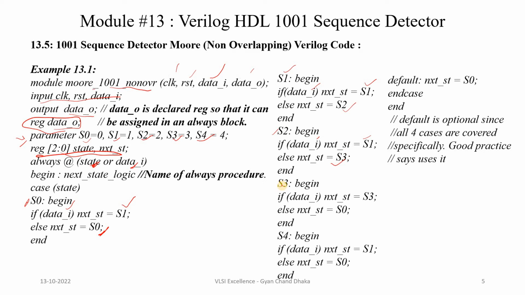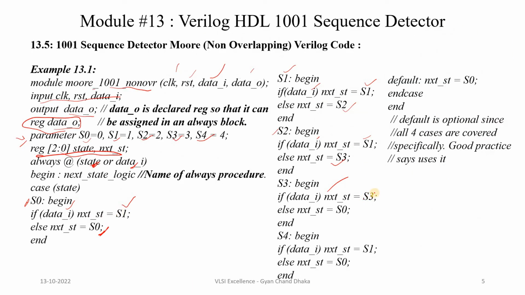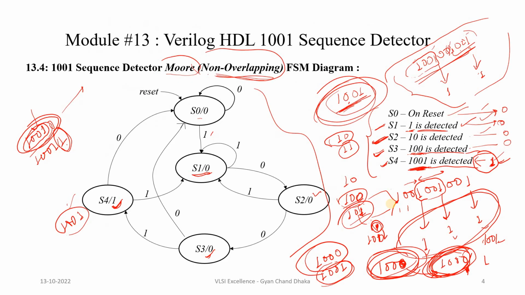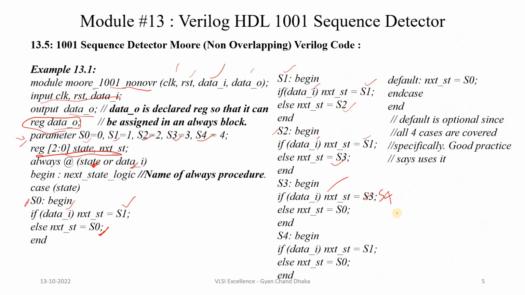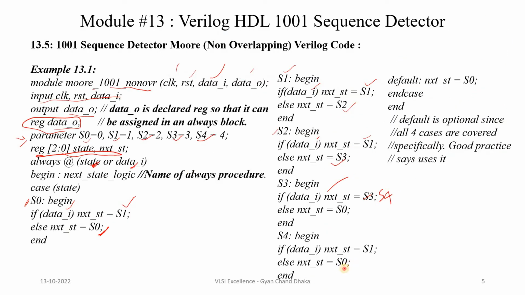If we are in S3 state and the data input is high, we go into S4 state, else we go into S0 state. And if we are in S4 state and our data input is high, we go into S1 state, and if the data input is 0, we go into S0 state. And by default, we are in S0 state.